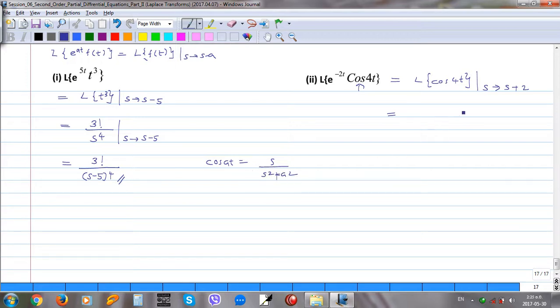Similarly here, a equals 4. Then I can write s over s square plus 4 square, where s goes to s plus 2. Now instead of s I have to substitute s plus 2. 4 square is equal to 16. That's all. That is all about the Laplace transform.